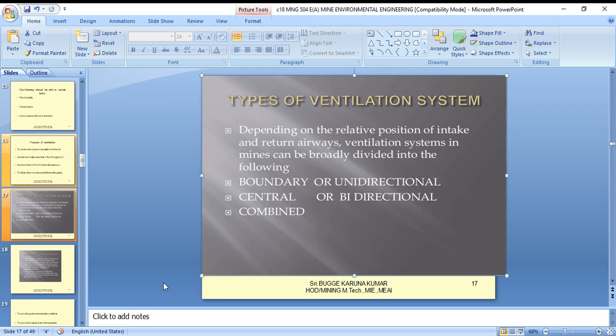Boundary systems are unidirectional; central systems are bidirectional. These two are very essential from the point of view of ventilation. Ventilation systems are broadly divided this way, and depending on the method, whether longwall, board and pillar, or stope mining, whichever is suitable for our conditions, the air can be circulated boundary-wise or from the center to the boundaries and reach the outside.